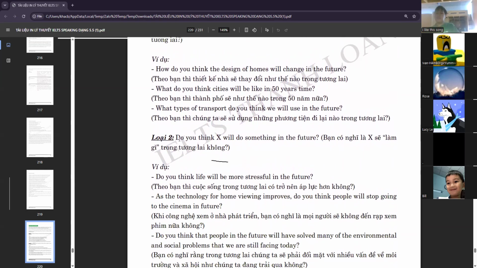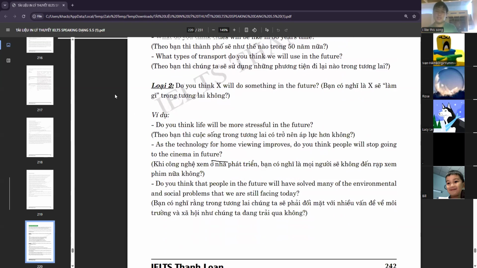Now, "Do you think X will do something in the future?" is a more detailed version of this. It would be a pretty specific scenario. It's pretty general, but also less general and more specific. For example, as the technology for home viewing improves, do you think people will stop going to the cinema in the future?